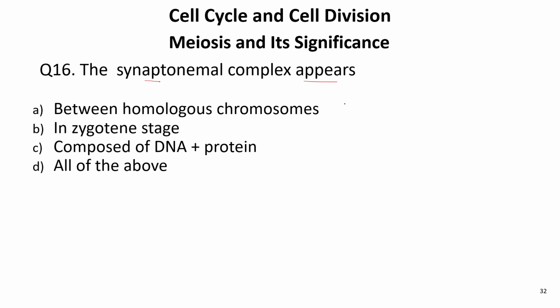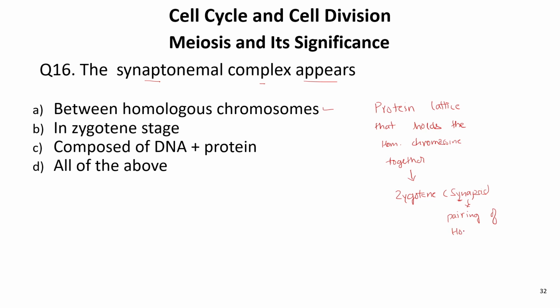which stage? Synaptonemal complex, we know it is a protein structure, or you can say a protein lattice, that holds the two homologous chromosomes together, and this is seen during the zygotene stage. At zygotene, what happens? Synapsis is observed, which is nothing but pairing of the homologous chromosomes. So the synaptonemal complex appears between homologous chromosomes. This is correct because it is seen after synapsis. What is synapsis? Pairing of homologous chromosomes.